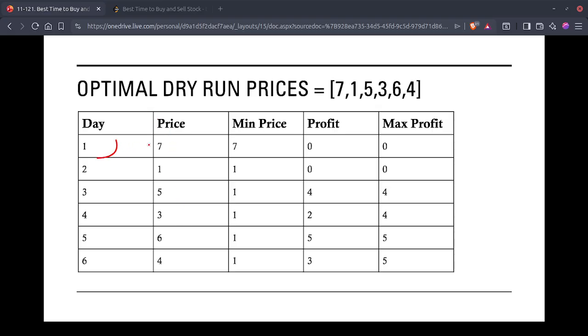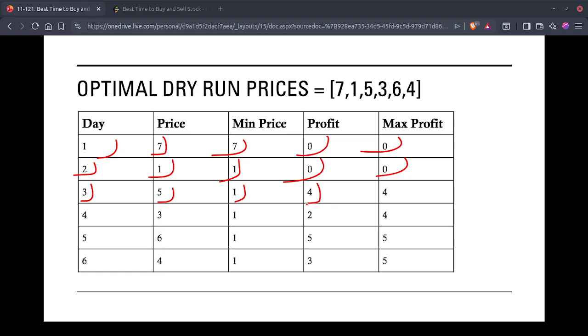On day 1, price is 7. Minimum price we set to 7. Profit is 0. Maximum profit 0. On day 2, price is 1. We compare the prices 7 and 1, so minimum price is 1 here, and profit is 0. Maximum profit 0. On day 3, price is 5. Minimum price is 1 again, because when we compare 1 and 5, 1 is the minimum one.